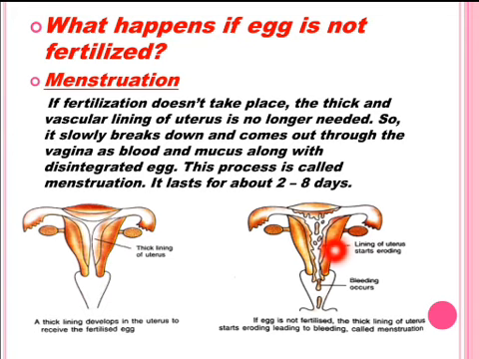And if fertilization does not take place, meaning the egg is not fertilized, then this lining of the uterus is no longer needed. It slowly breaks and comes out through the vagina as blood and mucus along with the disintegrated egg cell. This cycle takes place roughly every month and it is known as menstruation. It usually lasts for about 2 to 8 days in females.